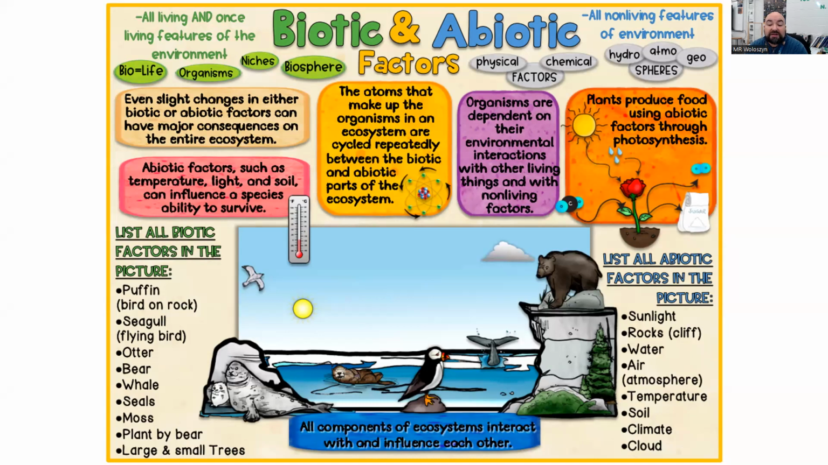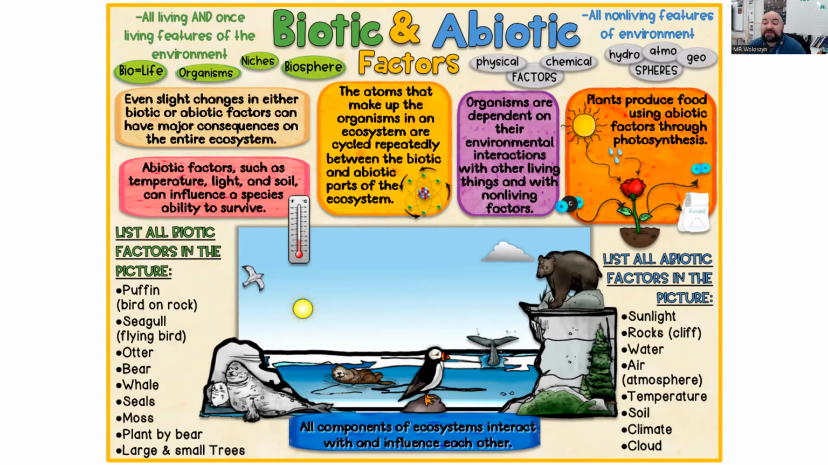We have the whale swimming around in the water there, the seals off to the left there. Then we have the moss growing on the rocks. We have the plants and grasses growing. And then we have the large and small trees growing over to the right there. So that would be a pretty good list of all the biotic factors, or living things, in an image like this.